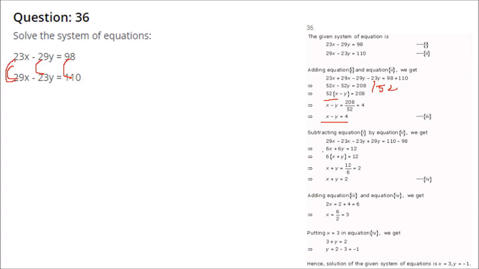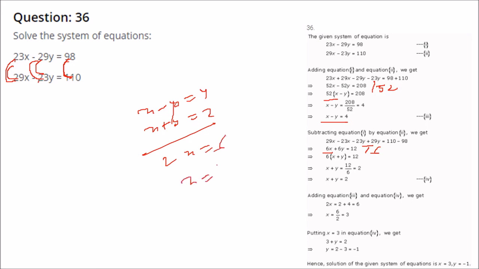29 minus 23 is 6x. 23 minus of minus 29 will be 6 again, so 6y. And then you have 110 minus 98, you get 12. So you have an equation, divide the whole by 6, you get x plus y equal to 2.